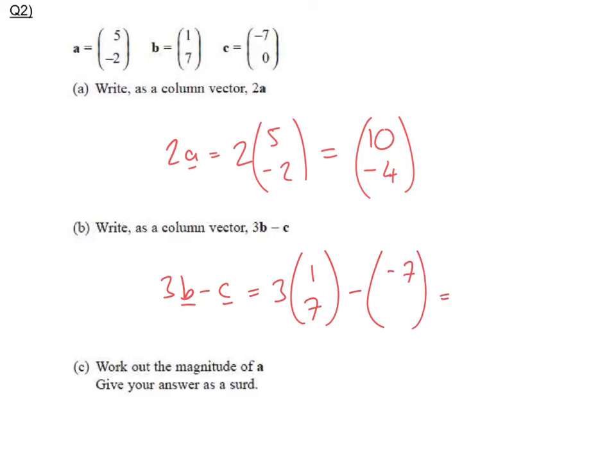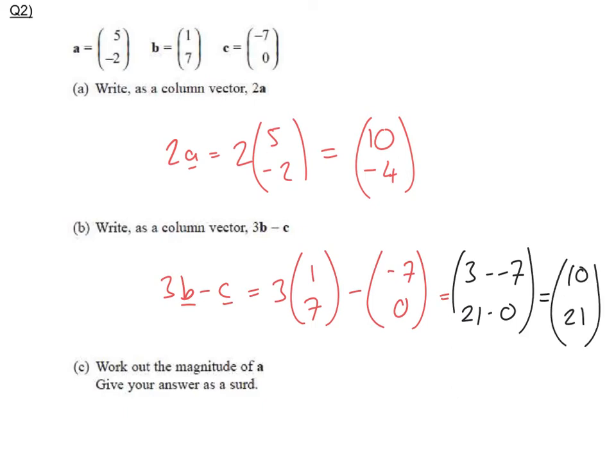And then we multiply the top line, 3 times 1, to get 3. And we're taking away -7 to get the top number. The bottom number is 3 times 7. Oh, and put the 0 in. And we're taking away 0 to get the bottom number. So if we gather all those terms together, we're going to get 10, 21.